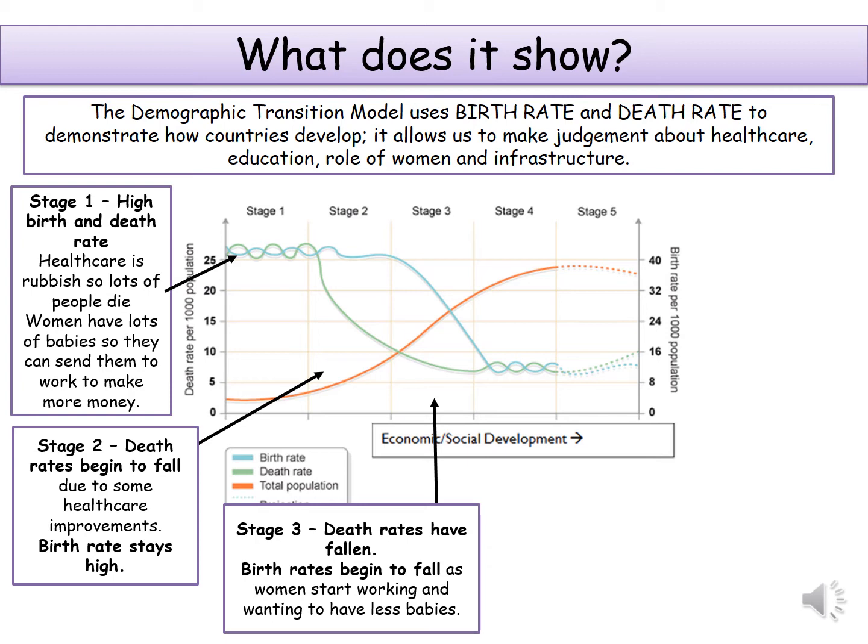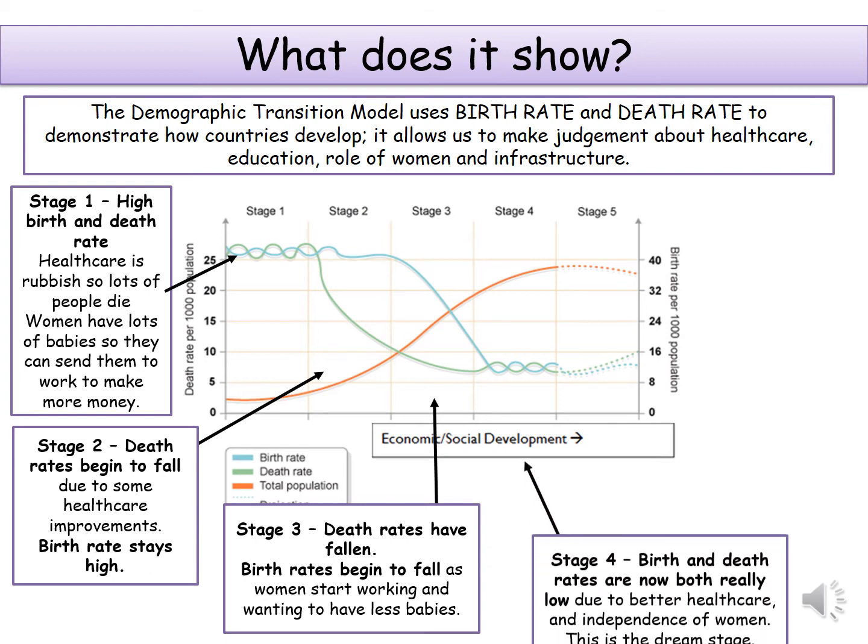And this is brilliant because now there are fewer babies in the country. We can invest in lots of other things rather than trying to feed our growing population. We can make our healthcare better, we can make our education better, and we can make our infrastructure better. And this is when countries really start to develop and start to get rich super quickly.